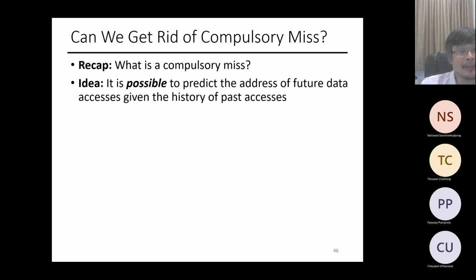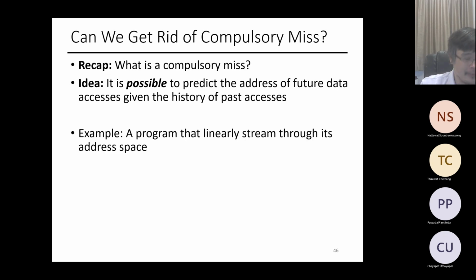So the idea is maybe it's possible to predict the address before I need to access the cache, based on the history. I would try to predict where I go next. For example, if it's a program that accesses the data in a linear fashion, then you can predict what addresses you are likely to access. And it is pretty common.